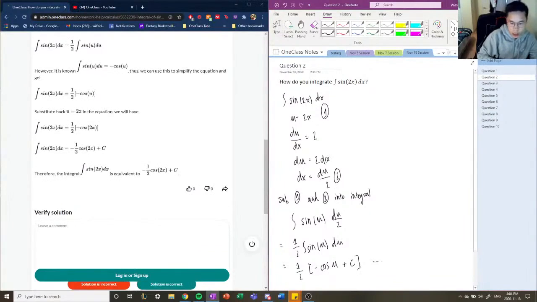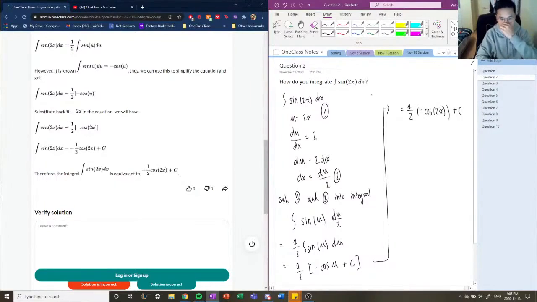And then we're just going to sub back in our u here, which is 2x, to get 1 over 2 negative cos 2x plus c. So this is the answer to integrating sine of 2x in terms of x. We used a substitution method to simplify our integral, and by simplifying it, we're able to find the integral easily. Then we just sub back in our u, and this is what we got. And c is a constant. Whenever you're integrating, you always have to include a constant because you have to assume that there might be a constant when you're integrating.